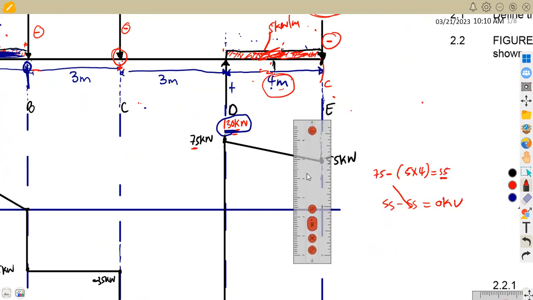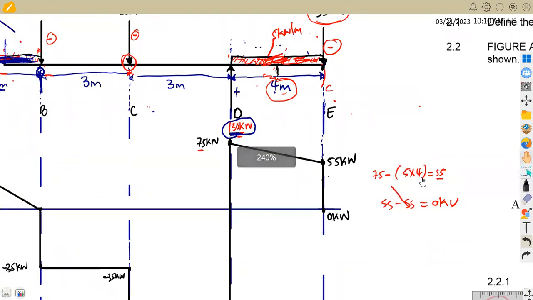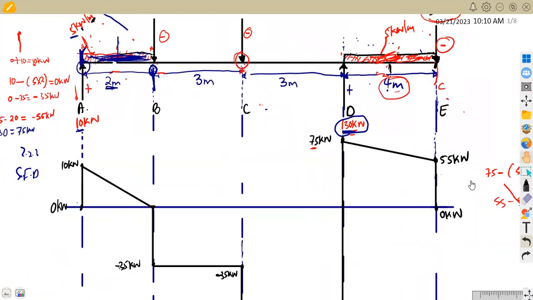It's a point load, so it goes straight to 0. This one is going to go straight up to 0, that is to the horizontal line. That is our 0 point here, at 0 kilonewton. So we are going to have a closed figure at the end. That's our shear force diagram.